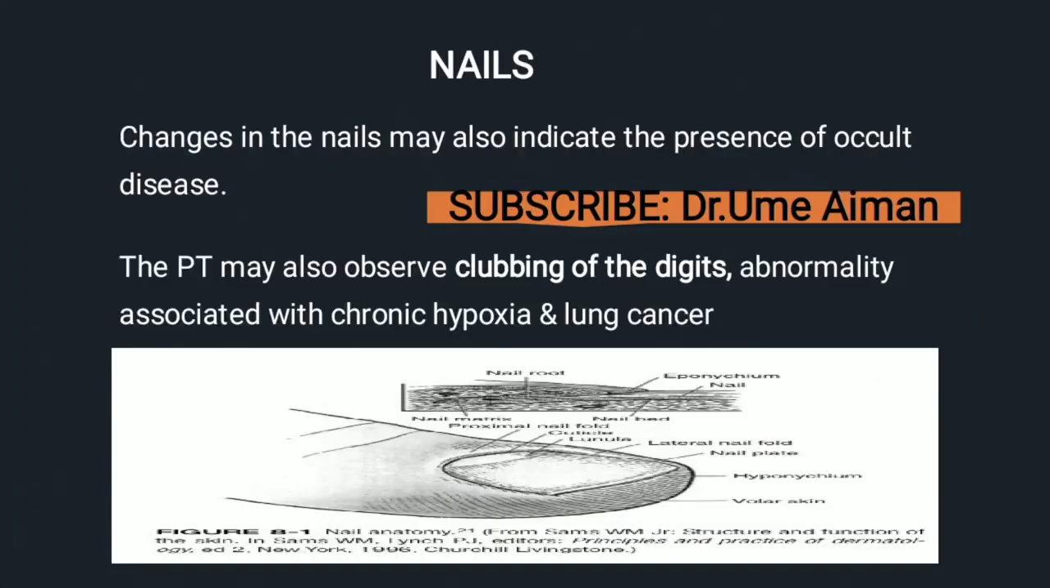And nails. Changes in the nails may also indicate the presence of occult disease. Occult means any hidden deformity that is not obvious. The physiotherapist may also observe clubbing of the digits, abnormality associated with chronic hypoxia and lung cancer. You can easily identify the presence of clubbing of the digits in patients who have pneumoconiosis or pneumonia, disease like lung cancer and chronic hypoxia.